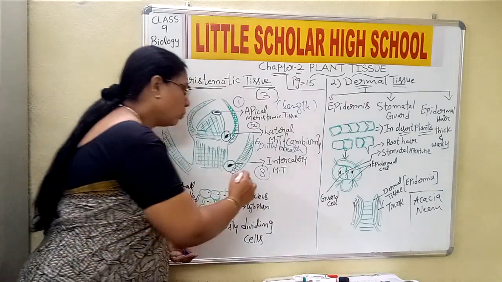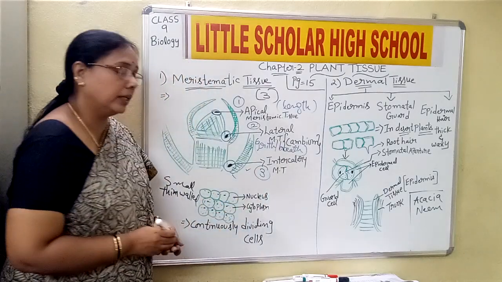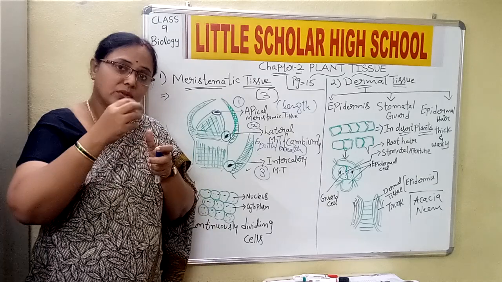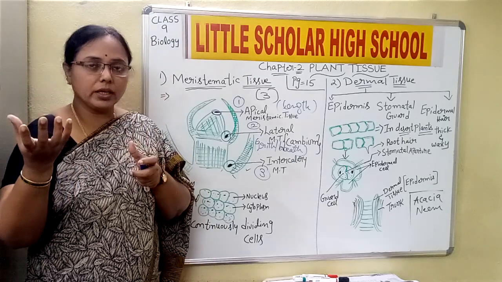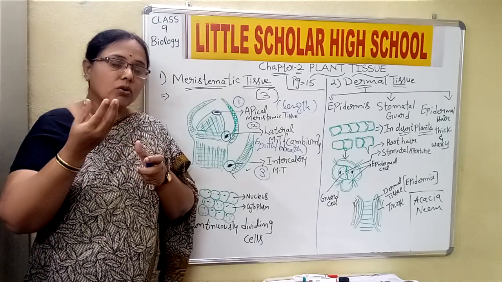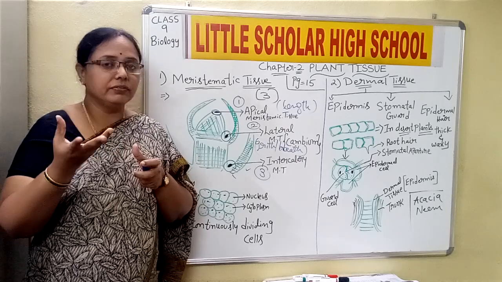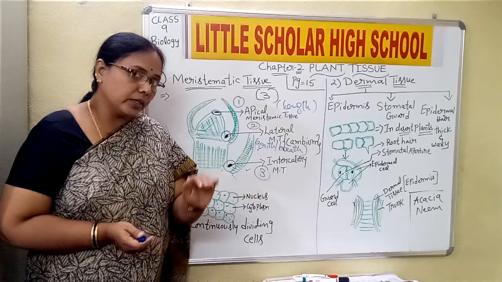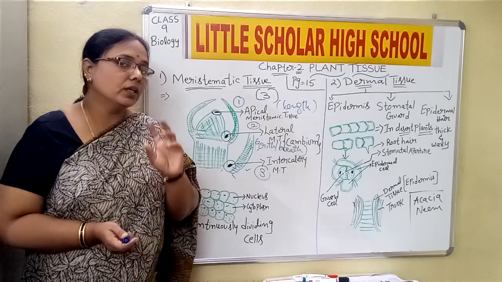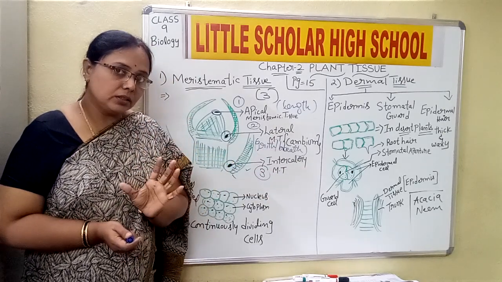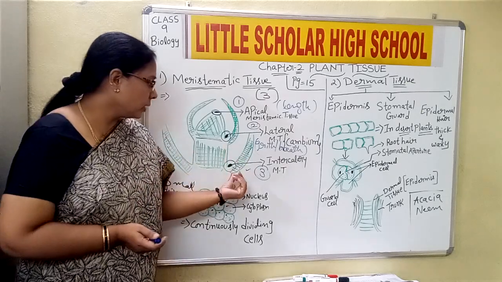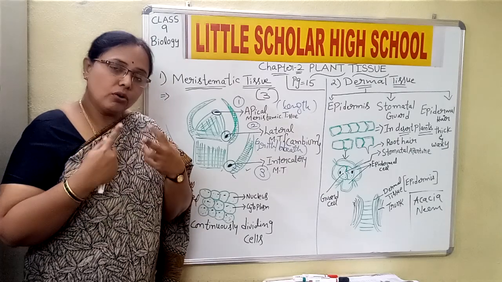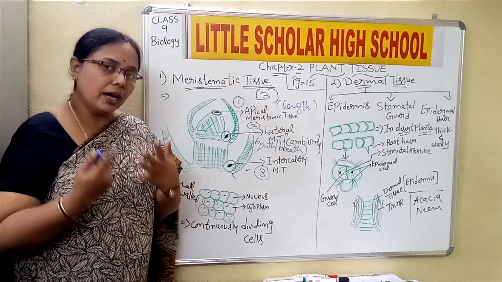Now what is the role of this intercalary meristematic tissue? These are the points from where the branches arise, or from where the stalk of a flower or a leaf arises. So intercalary meristematic tissues are present in between the other tissues, and they are the points from where the branches, the stalk of a flower or a leaf arise.